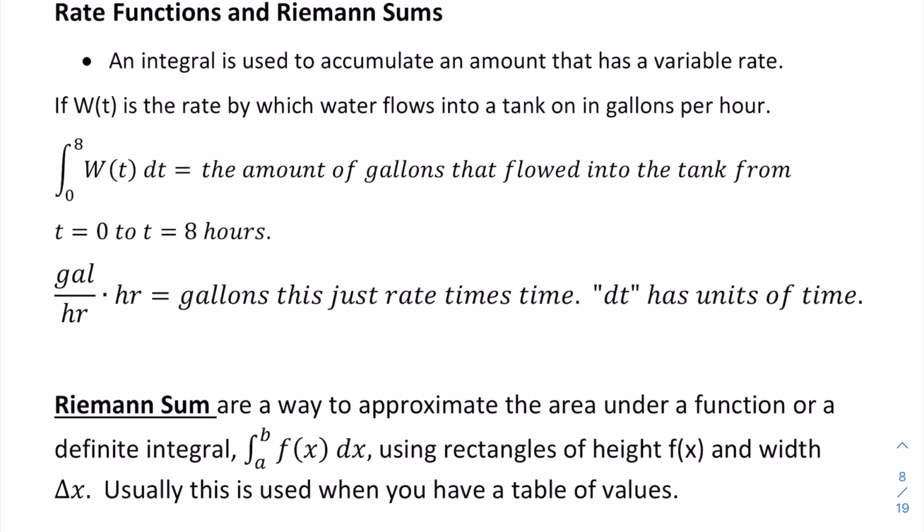So for example, if we have W of t, which is the rate by which water flows into a tank in gallons per hour, we can find this integral where we multiply our gallons per hour times hours at every instant of time from 0 to 8, and that'll find the amount of gallons that flowed into the tank from 0 to 8. And you can always find the units of an integral by just looking at what those different values are. So this is my W of t units multiplied by my dt units. If we do that, these units cancel right here and we end up getting units of gallons. And so dt just has units of time.